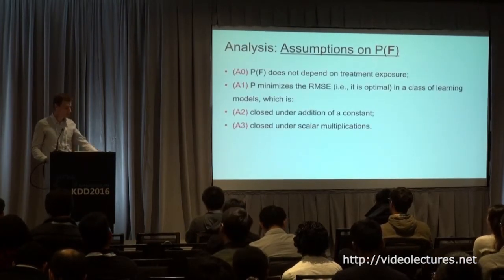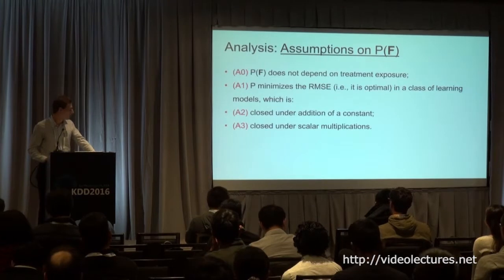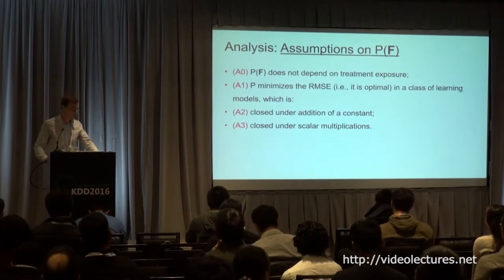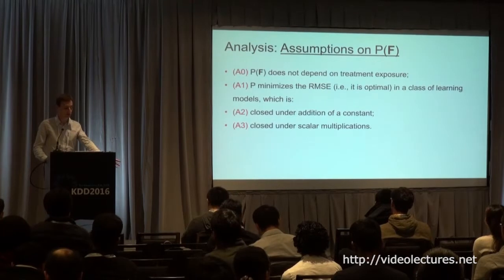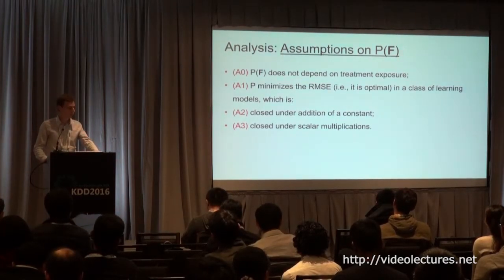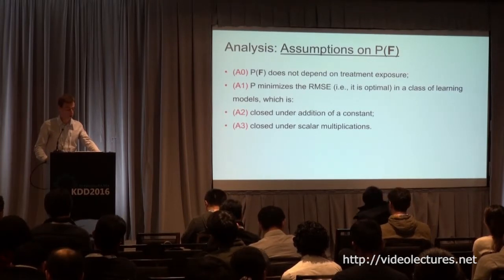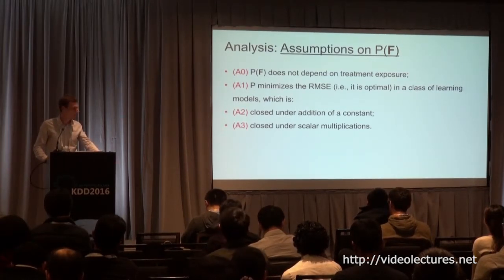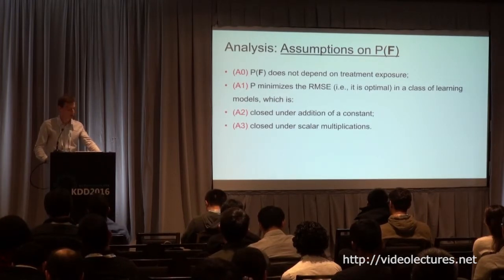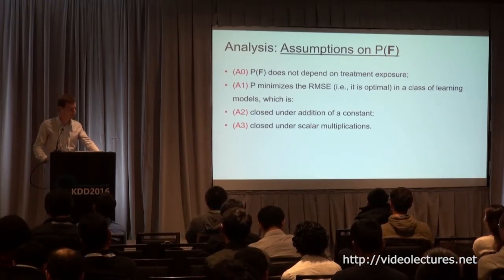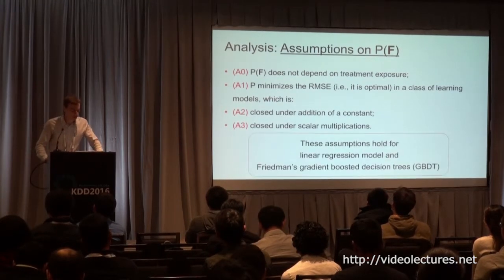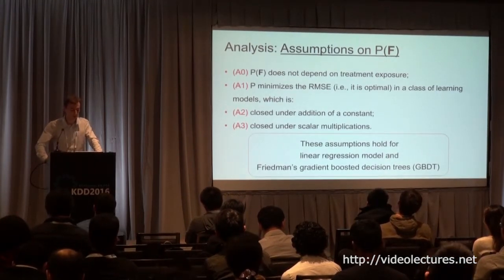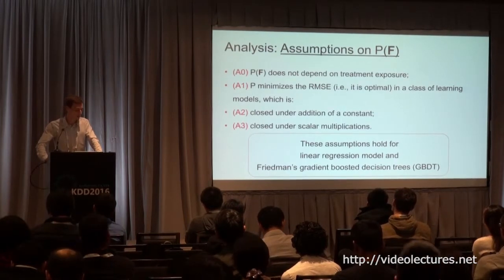In order to analyze our new metric, let us consider the following assumptions on the predictor. First, the predictor does not depend on treatment exposure. Second, the predictor minimizes the root mean square error in a class of learning models, which is closed under addition of a constant and closed under scalar multiplication. Note that these assumptions hold for the linear regression model and Friedman's gradient boosted decision trees.